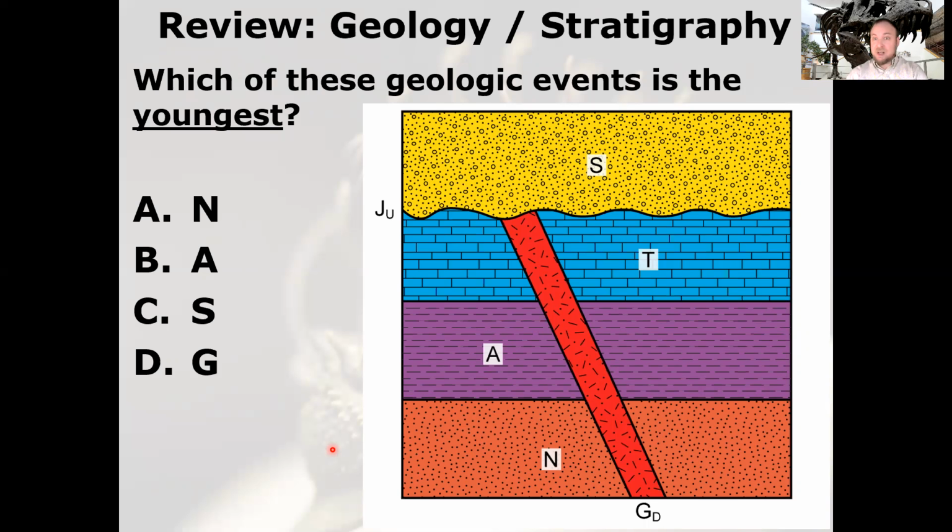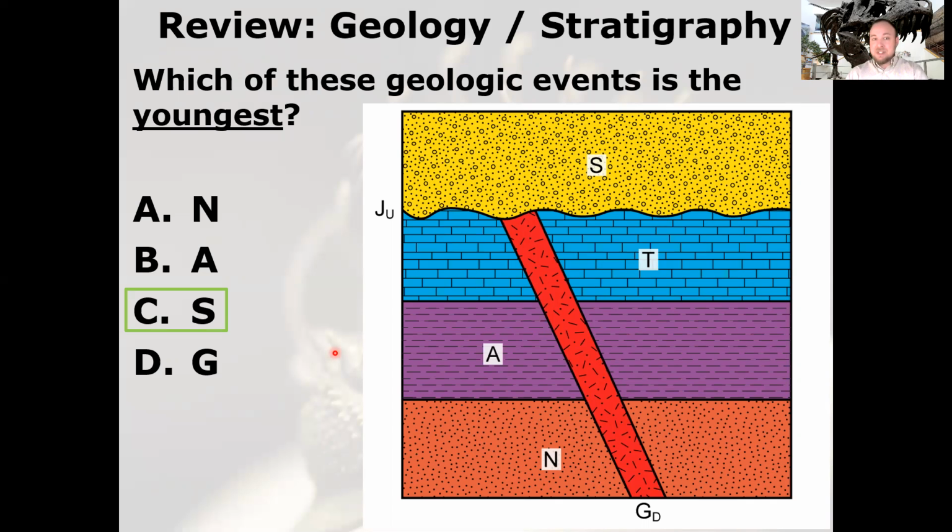So take a look at that cross section. I'll give you a couple seconds. Remember law of superposition? Remember law of cross-cutting? There are no inclusions shown on here, but remember the law of inclusions. That's how we relatively date things. We can't absolute date the sedimentary rocks, but we could absolute date this igneous intrusion here and get a good bracketing age on those. So which is the youngest event here?